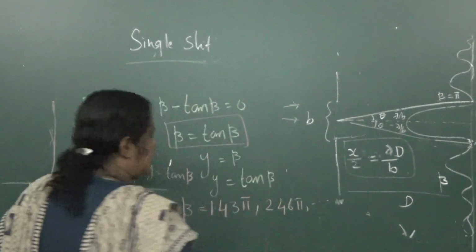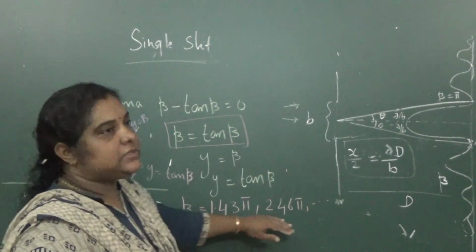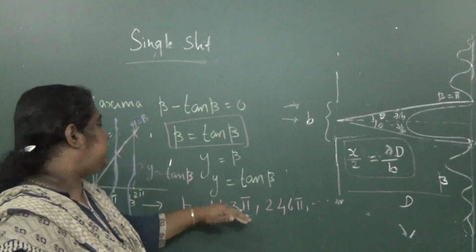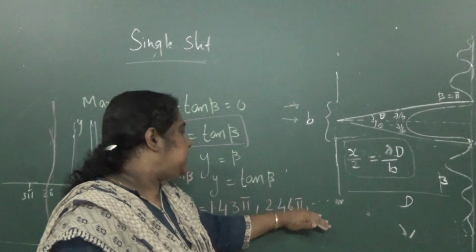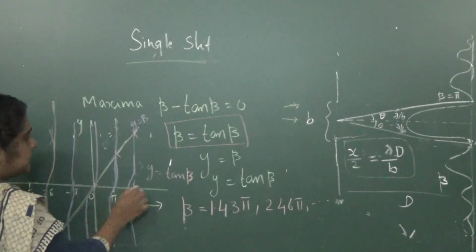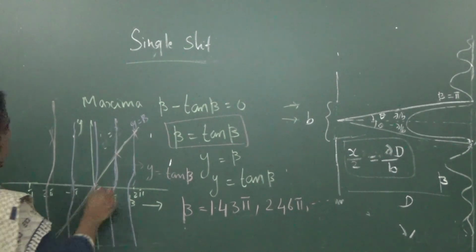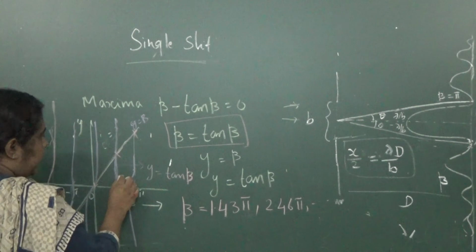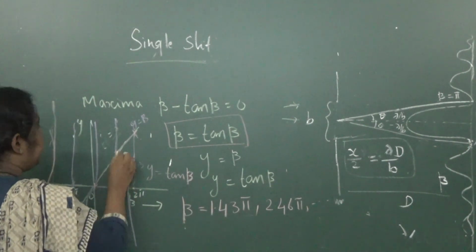Okay, for some other parts also, but in this case at least you remember two values. That is, when beta becomes what? 1.43 pi and 2.46 pi. This is our beta axis. This is our pi actually. Pi is actually here, but the meeting point is actually 1.43 pi.